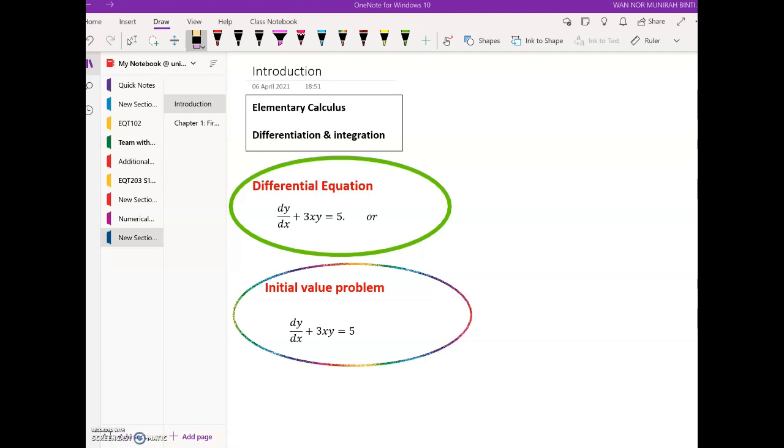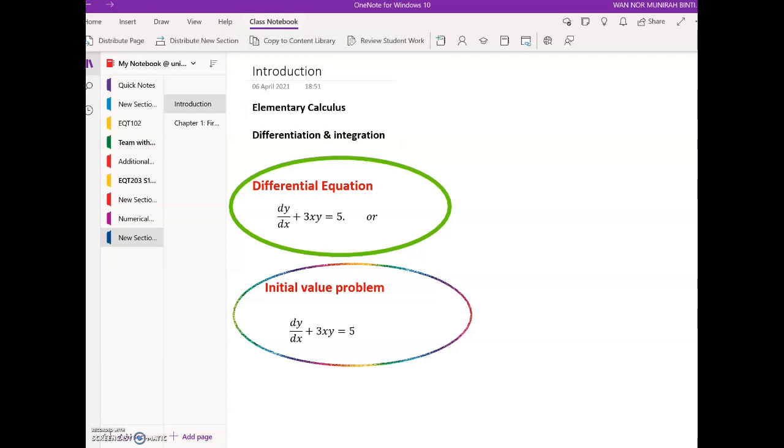In this video, we are going to discuss first order linear differential equations, specifically separable and linear equations. But before that, let us try to recall what we have done during your introductory or elementary calculus. Previously, you were introduced to differentiation and integration during your elementary calculus.